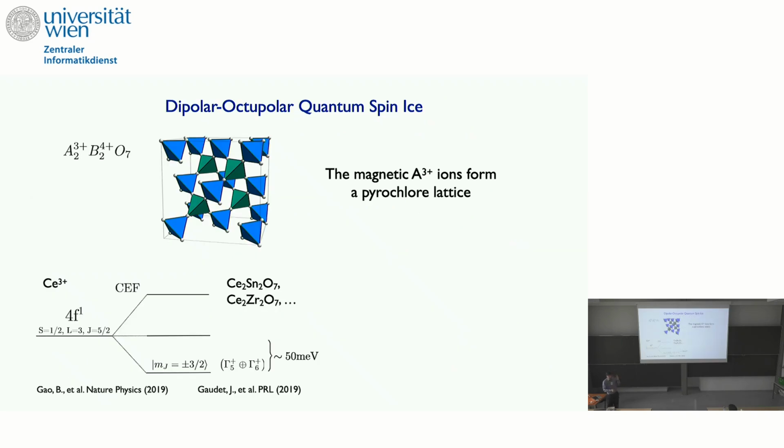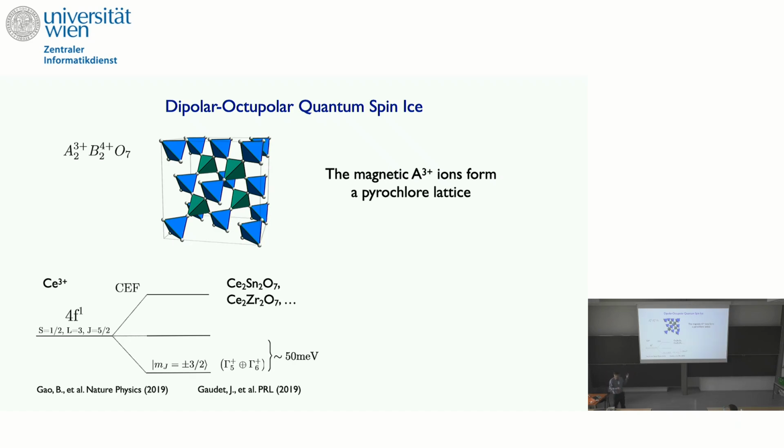So far, the best candidate material for this physics is this 227 particle material. In particular, the cerium 3+ ion is a magnetic ion. So there are various cerium-based materials like this. On the crystal electric field environment, it is the 4f1 configuration with J equal 5/2. The lowest Kramers doublet consists of mj plus minus 3/2, and the excitation energy to the next level is 50 milli-electron volts.